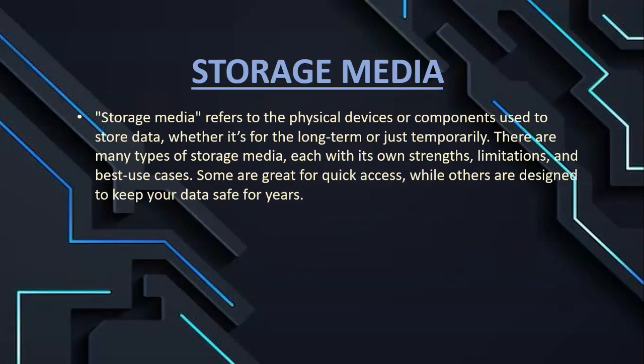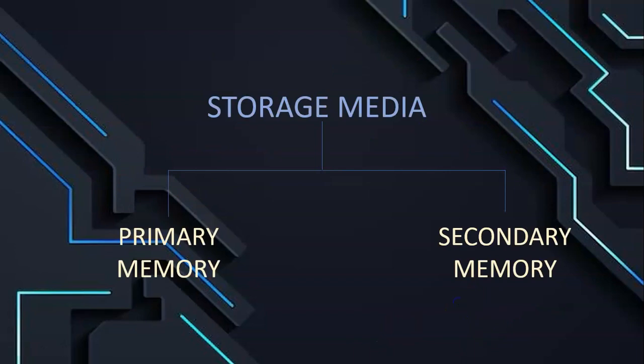Storage media. Storage media refers to physical devices or components used to store data. Whether it's for the long term or just temporary, there are many types of storage media, each with its own strengths, limitations, and best use cases. Some are great for quick access, while others are designed to keep your data safe for years. Storage media can be broken down into two parts: primary memory and secondary memory.